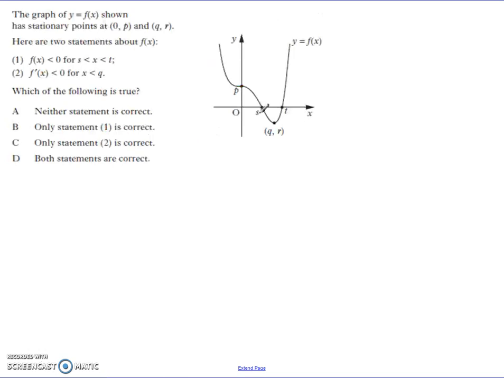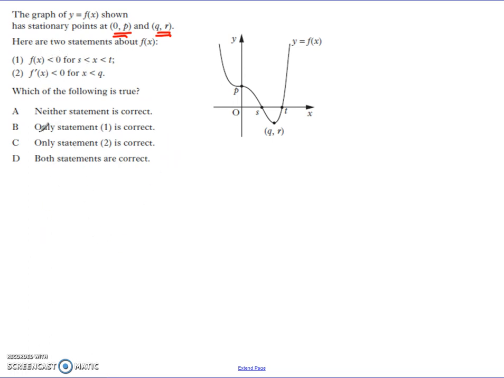Now this question here is all about taking the graph and using the information we know and how the derivative translates across to the graph of a function in order to determine some key qualities about it. So it's got stationary points at 0, p and q, r, and here's 2 statements about the graph. So the first one is f of x is less than 0 for x somewhere between s and t, and the second one is the derivative is negative for x less than q. So I want to know which of these 4 is true. None of them are right, only statement 1, only statement 2, or both are correct.